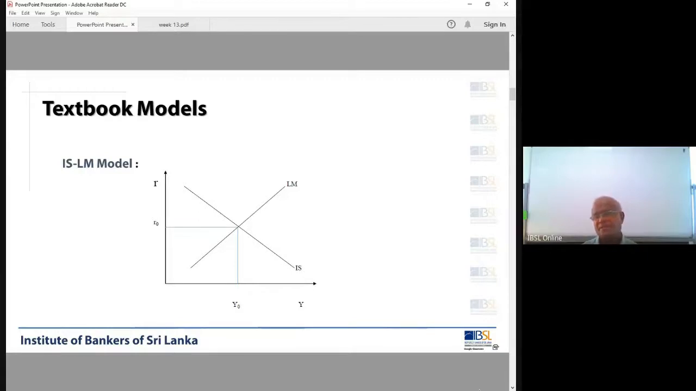The brief introduction I gave you: what is the IS curve, what is the LM curve, what is equilibrium. Now we go behind this, the story, using the basic models. We discussed closed economy without government, closed economy with government, closed economy with lump sum taxes, closed economy with government and proportional taxes. The final model is the open economy. Today we are going to discuss the closed economy model.